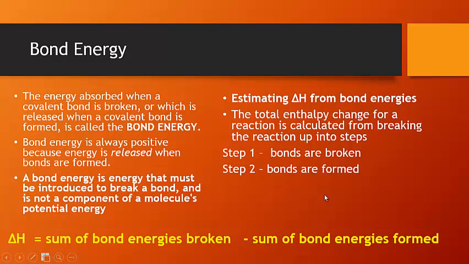You can estimate the enthalpy of reaction from bond energies simply by looking at the sum of the bond energies that are broken and the sum of the bond energies formed, and taking those that are formed away from those that are broken. So it's basically saying, I break something up and I add them together, what's left over? That's the energy of the reaction.